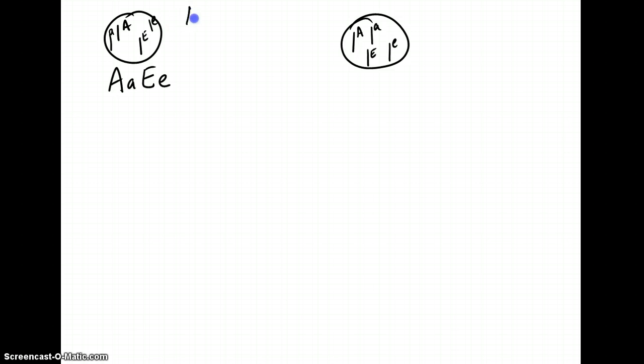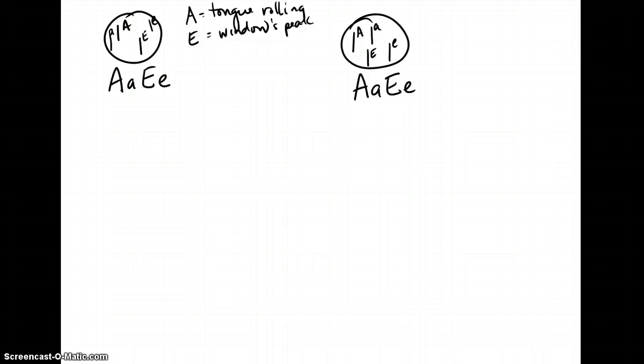And let's say that A is tongue rolling, and E stands for widow's peak. So this other individual, here's mom, here's dad, also has a genotype of big A and little a, and big E and little e. So we need to figure out what sort of alleles can they actually give us?